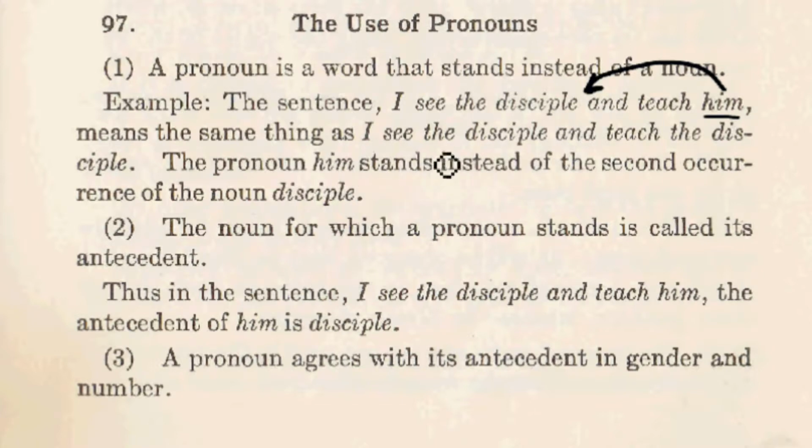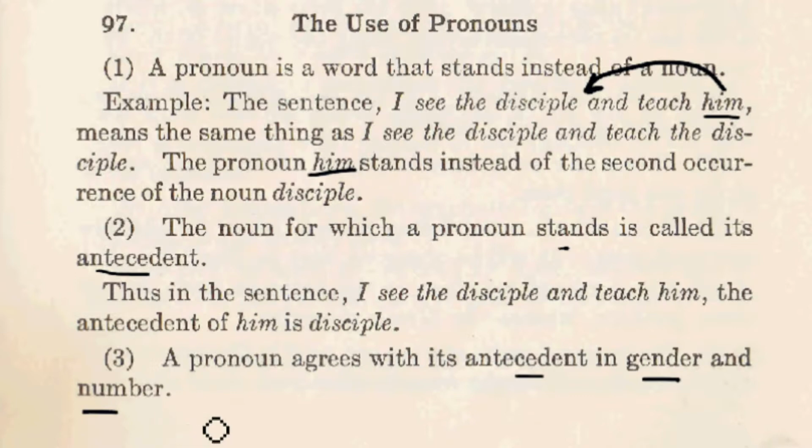It means the same thing as "I see the disciple and teach the disciple," but of course that's somewhat awkward to say that way, and so we use the word him to stand there, and it makes it much more listenable or readable. The noun for which the pronoun is standing there is called the antecedent, as we indicated. Thus, in the sentence "I see the disciple and teach him," the antecedent of him is disciple. Now, in Greek, the pronoun must agree with its antecedent in gender and number, not necessarily in case.